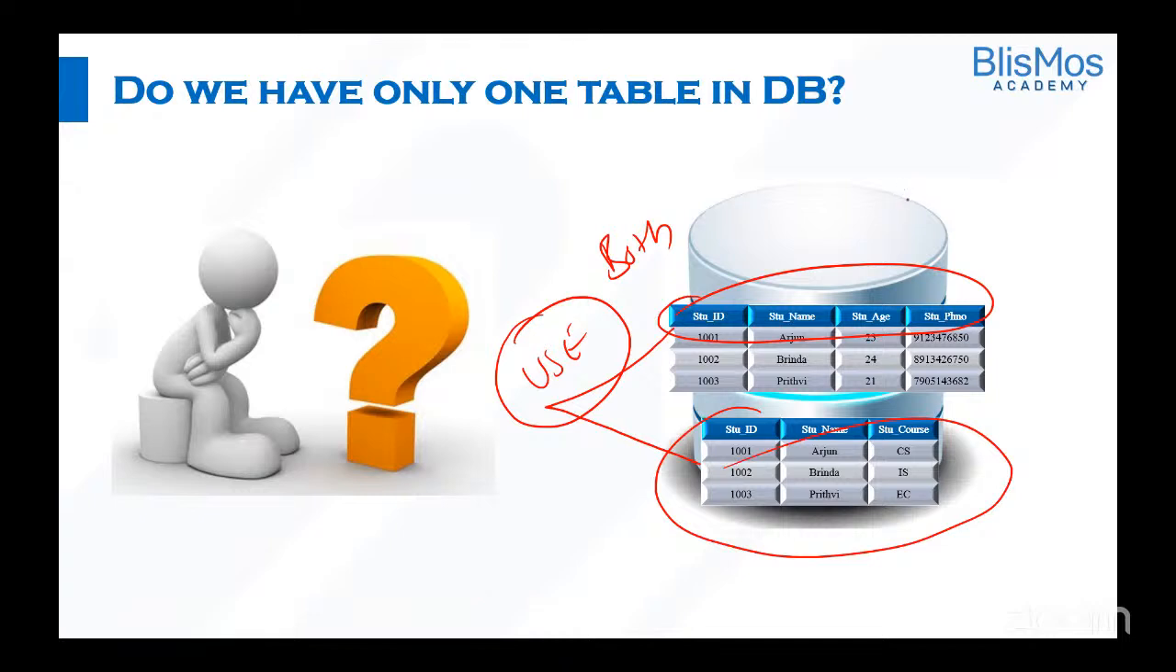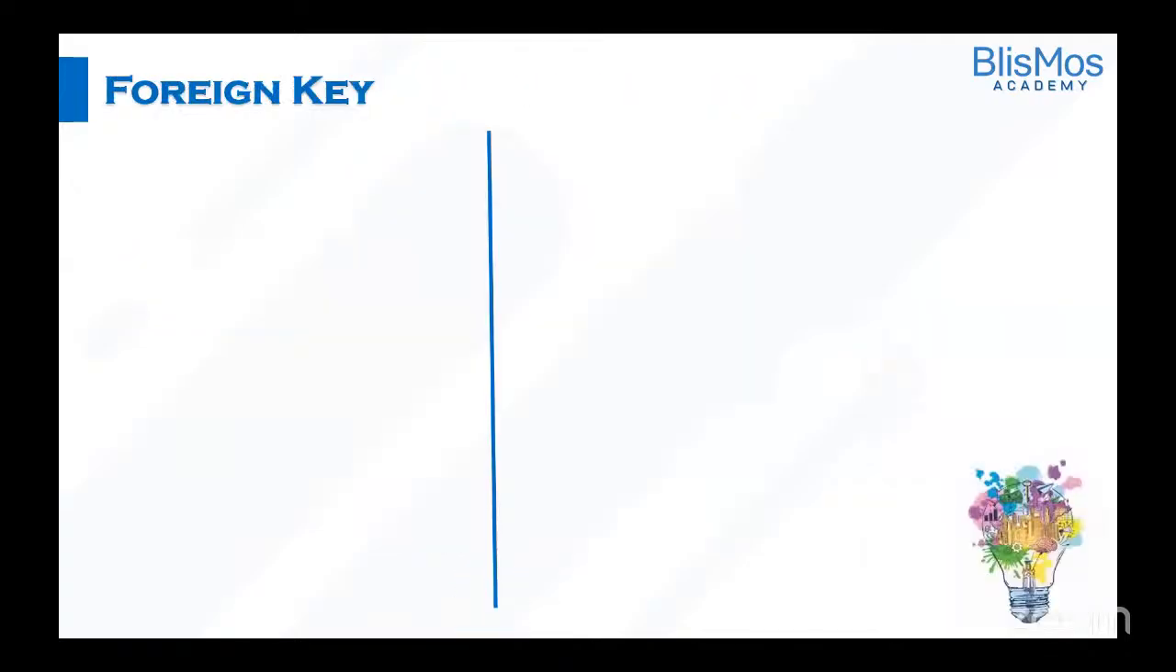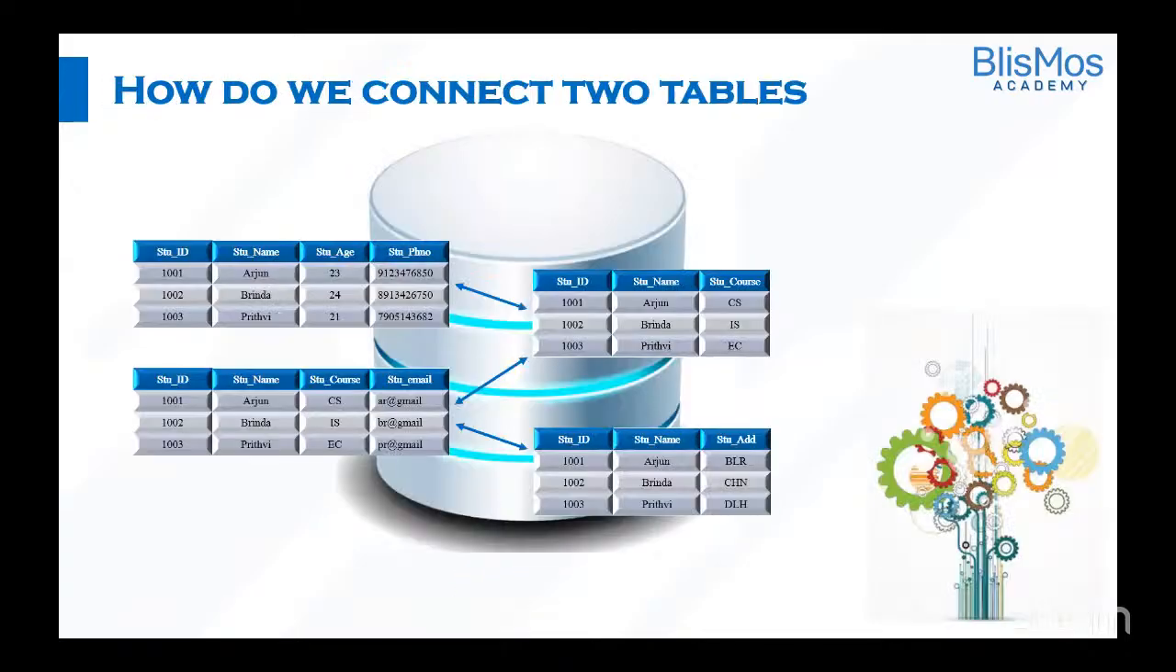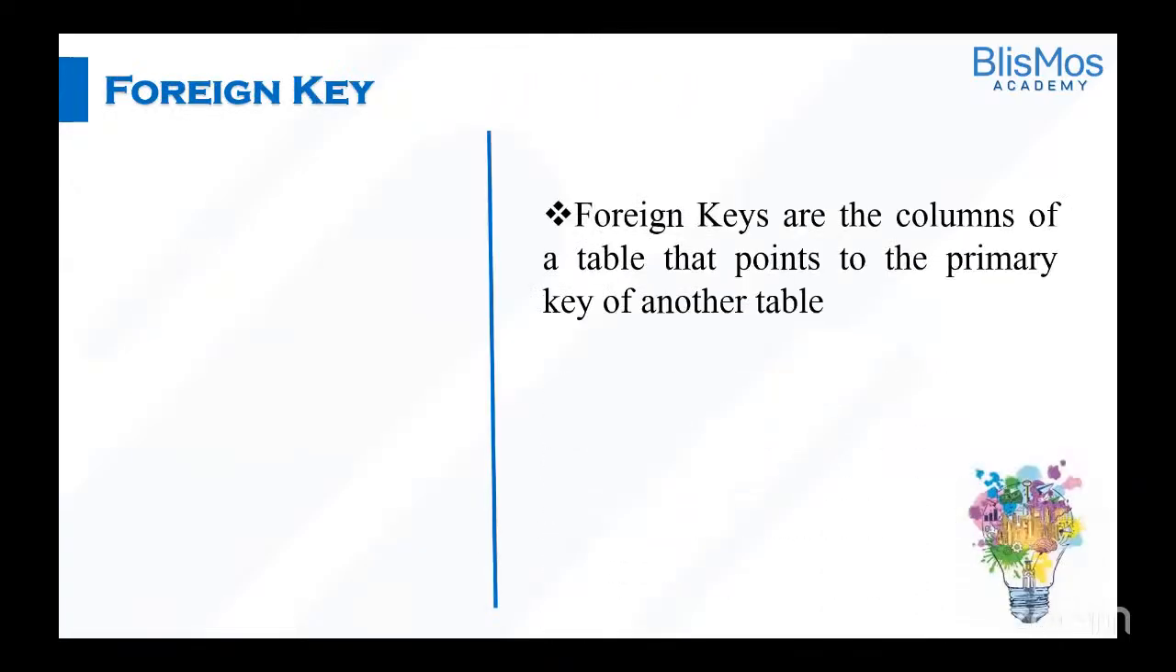In that case, we have to establish a relationship between these two tables. Right? And how do we establish the relationship between these two tables? That is through foreign keys. Foreign keys are the columns of a table that point to the primary key of another table.